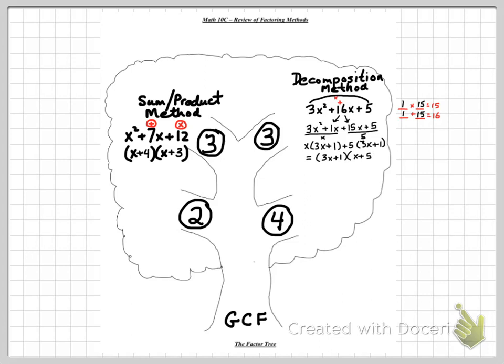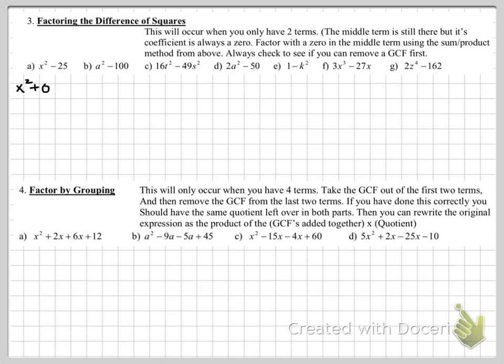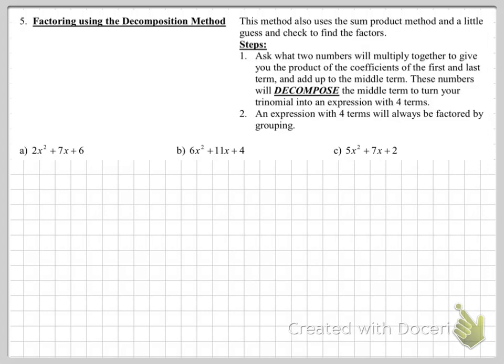So now we're going to move ahead to the section on decomposition. Factoring using the decomposition method. This method also uses the sum product method and a little guess and check to find your factors. The steps are to ask what 2 numbers will multiply together to give you the product of the coefficients of the first and last term, and then add up to the middle term. These numbers will decompose the middle term and turn your trinomial into an expression with 4 terms instead of just 3. And an expression with 4 terms will be factored by grouping.